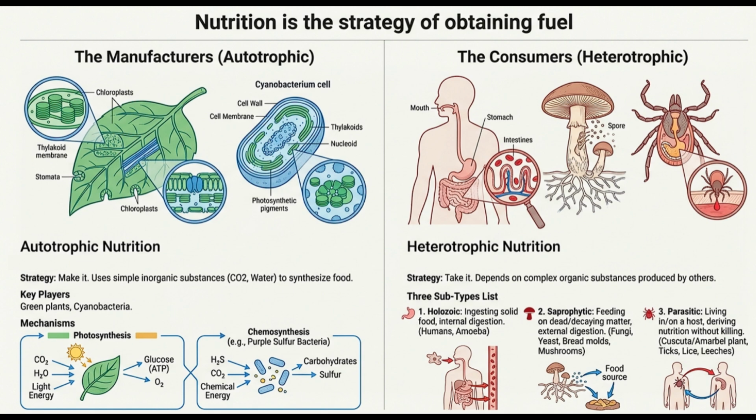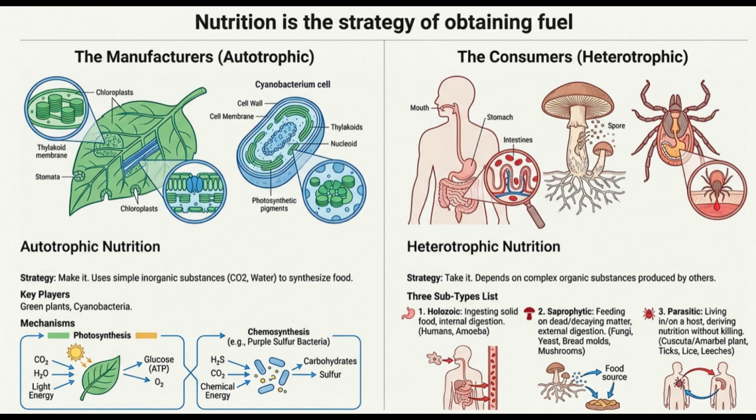Nutrition is the process by which living organisms, including humans, obtain and utilize food to maintain their health, growth, and energy. On the left, we see autotrophic nutrition, which is all about organisms that make their own food. These are the manufacturers in the world of life processes. Green plants and cyanobacteria are prime examples of autotrophs. They synthesize their own food using simple inorganic substances like carbon dioxide and water.